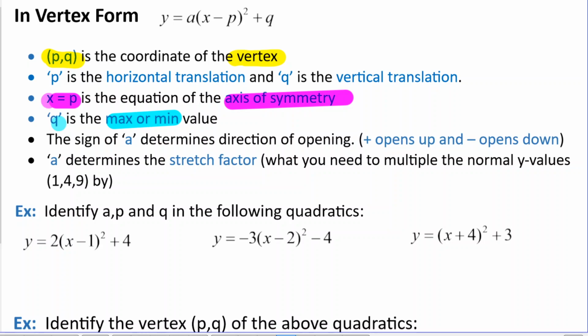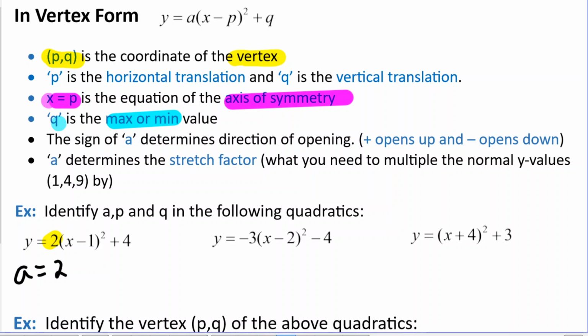So the first step is being able to recognize, being able to pull a, p, and q out of an equation. So let's look at these functions here. Let's look at this first one. We have 2 times (x minus 1) all squared plus 4. a is that value out front of our bracket, right? The coefficient. And so in this case, a is positive 2.